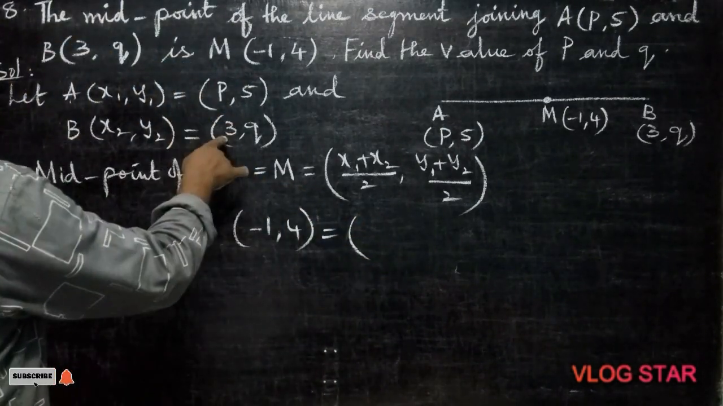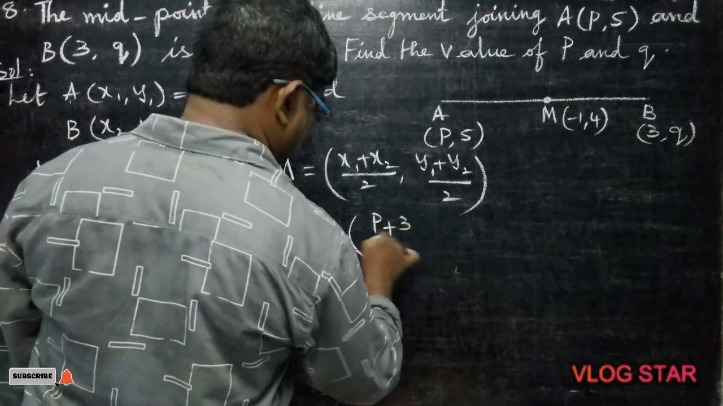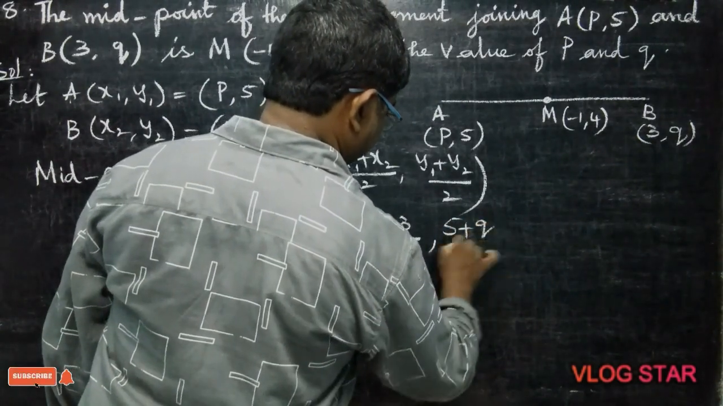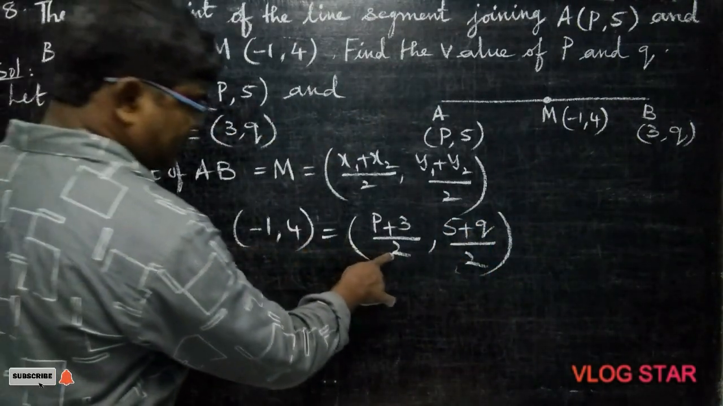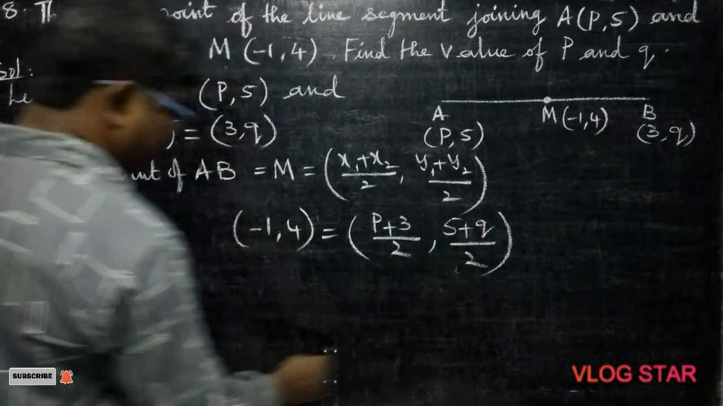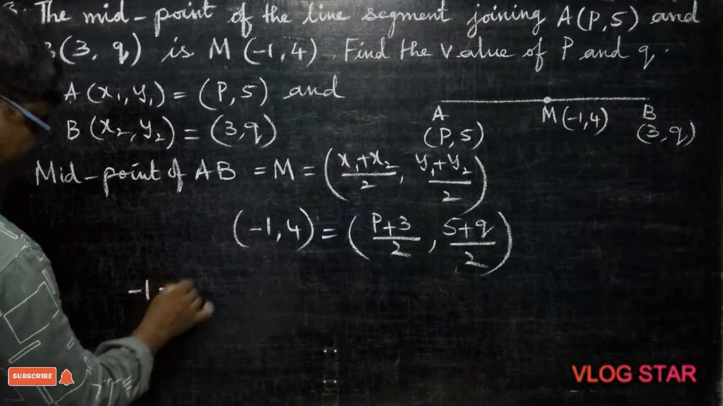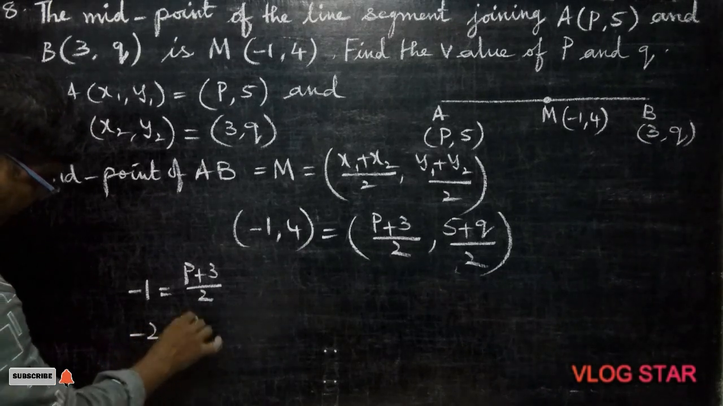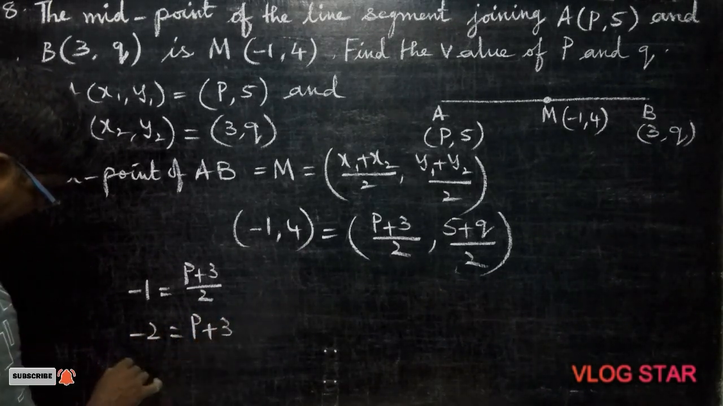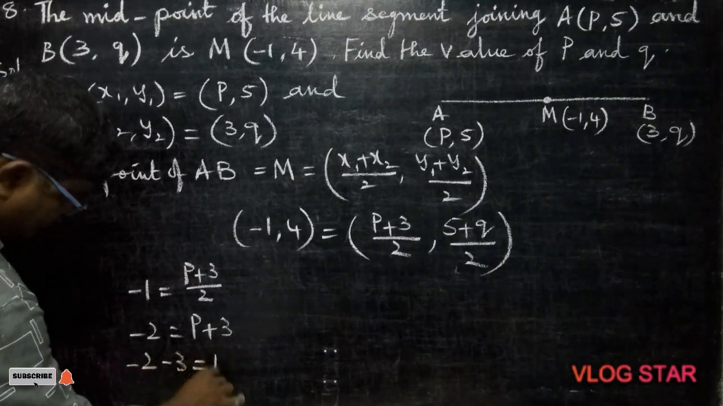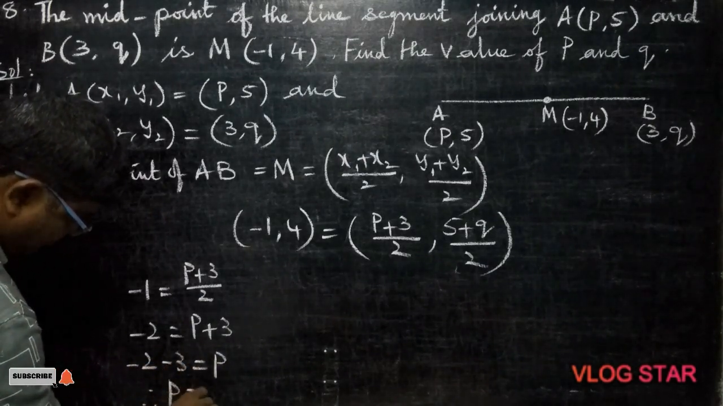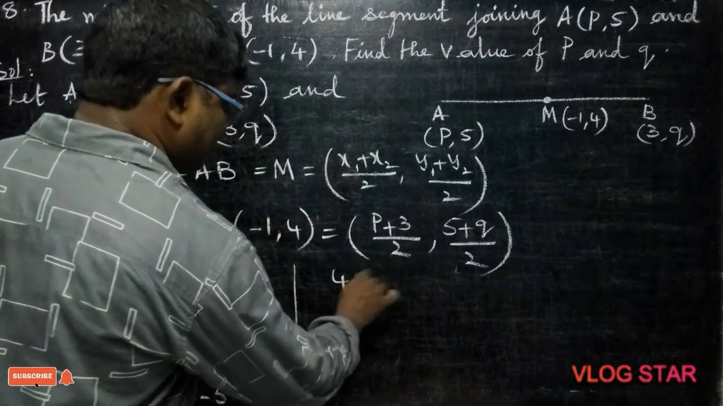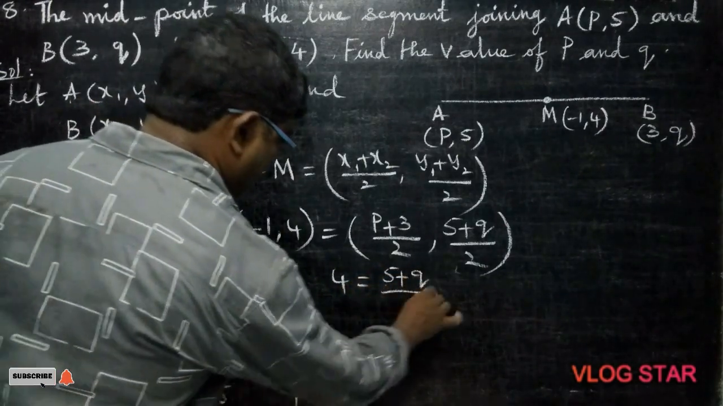Now (x1 plus x2) is (p plus 3) by 2 comma (5 plus q) by 2. Now compare x coordinate with x coordinate, y coordinate with y coordinate. So -1 is equal to (p plus 3) by 2. Do cross multiplication. -2 is equal to p plus 3. -2 minus 3 is equal to p. Therefore p is equal to -5. P value we got.